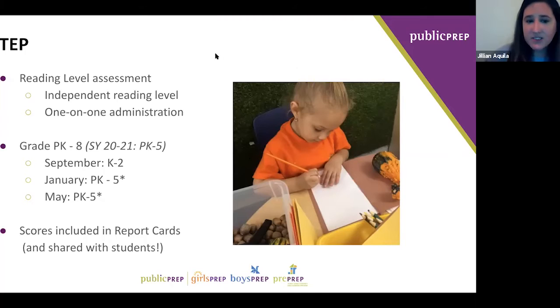Similar to MAP, STEP is shared on report cards, and you can always check in with your teachers about what reading level they're on, what skills they're working on to accomplish the next step level, and where they should be according to grade level. Like MAP scores, STEP scores are also shared out with students. As I said before, a lot of kids are really excited about their STEP score. They know what they're working on. So that's definitely something you can ask your scholar as well as ask the teachers.